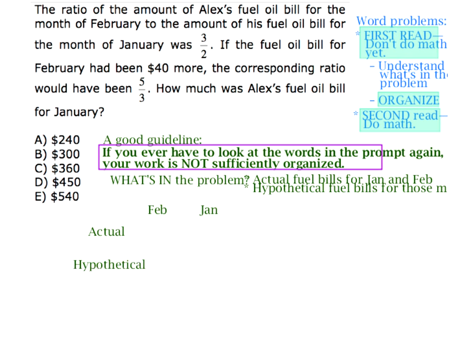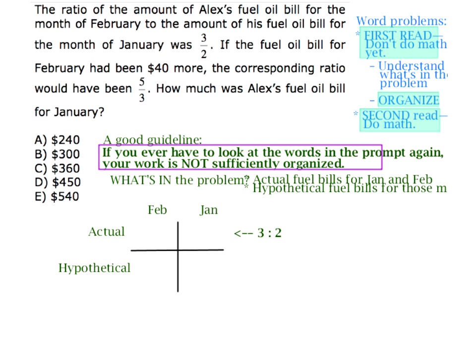And I listed February before January, which seems a little bit weird perhaps, but notice the way they gave you was February to January. So it makes more sense to do it in this sort of way because that way we don't have to reverse the words that are in the problem. And then we also want to get everything on this chart so that we never have to keep looking back up at the prompt. So the ratio of the actual fuel bills was 3 to 2 in this order, February to January. So that needs to be 3 to 2. We should write that down so that we don't have to look back up at it.